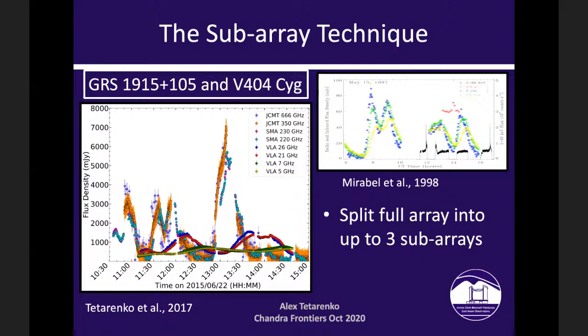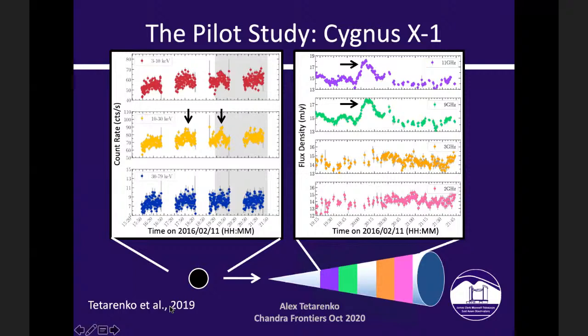So our first attempt at doing this was we synced up a subarray VLA with NuSTAR in the X-ray to look at Cygnus X-1. And what you see on the slide here is the X-ray light curves on the left and the radio ones on the right, with a bit of a schematic of approximately where the emission might be coming from in the jet.